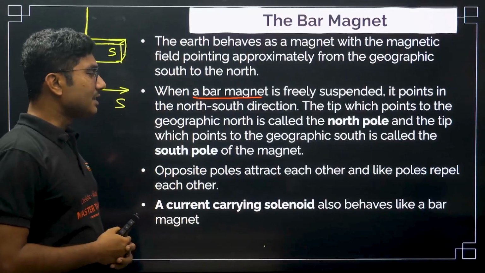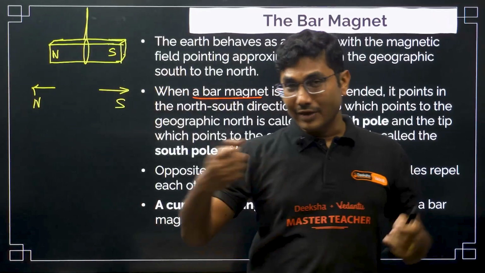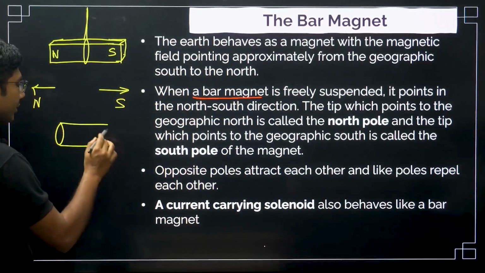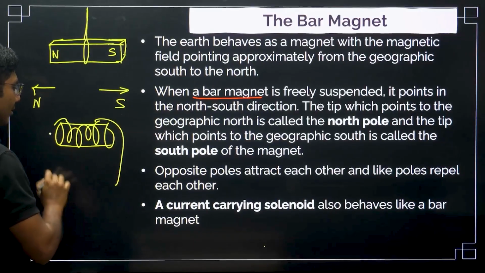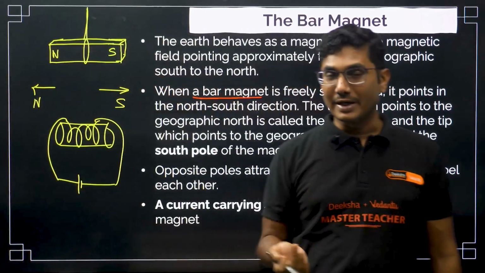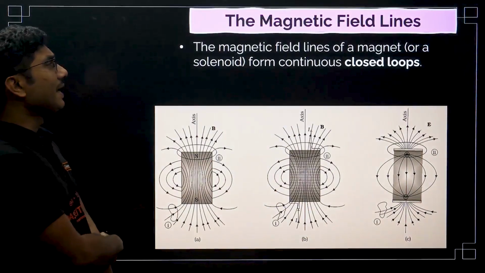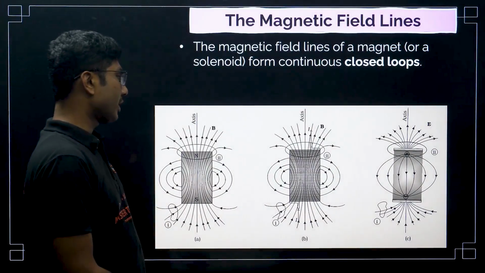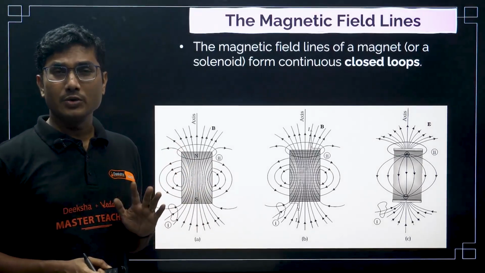A current carrying solenoid also behaves like a bar magnet. We have done the magnetic field due to a solenoid, right? If you take a current carrying solenoid, it will behave like a bar magnet. In fact its magnetic field lines can be considered equivalent to that of a bar magnet. Next, the magnetic field lines of a magnet or a solenoid form continuous closed loops. Magnetic field lines always form continuous closed loops.